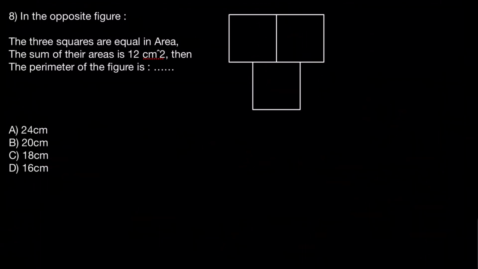Now, question number 8. In the opposite figure, the three squares are equal in area. The sum of their areas is 12 centimeters squared. Then the perimeter of the figure is what? Alright, so we have three squares: 1, 2, 3. The sum of their areas is 12. So this is pretty straightforward. Let's divide 12 by 3, right? That's 4. So that means that the area of each square is 4.